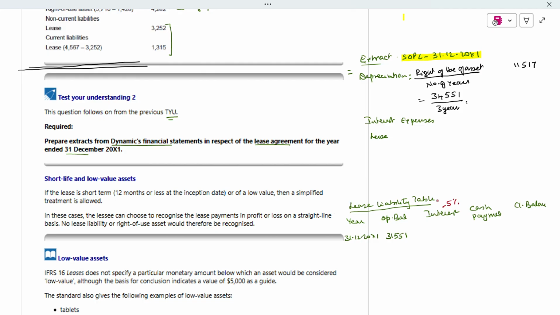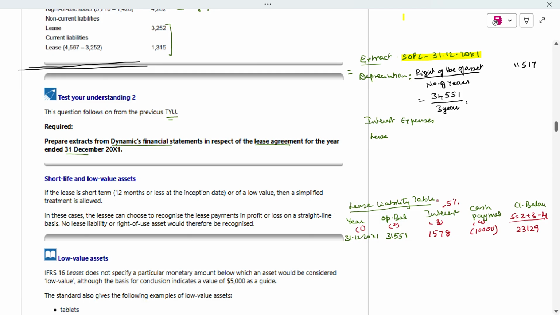31,551 times 5% is 1,578. How much are you paying as lease payments? 10,000. Yes. Now, how much will you get? This plus this minus this: closing balance equals opening balance plus interest minus payment. How much will you get? 23,129.